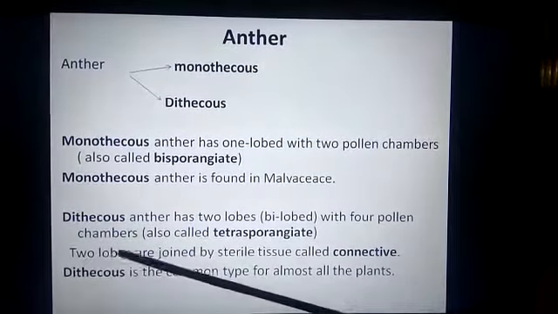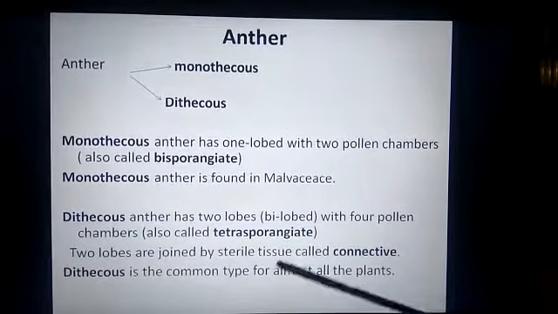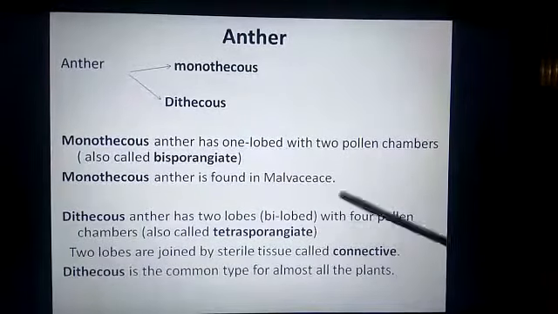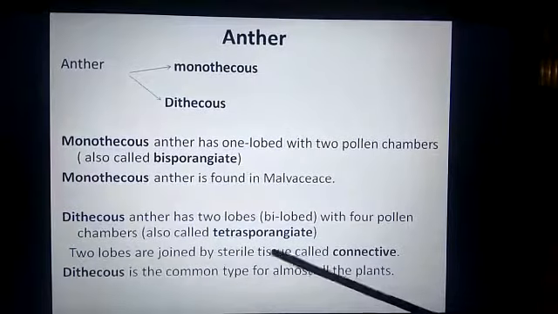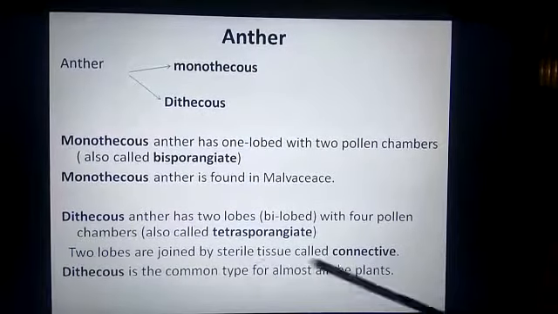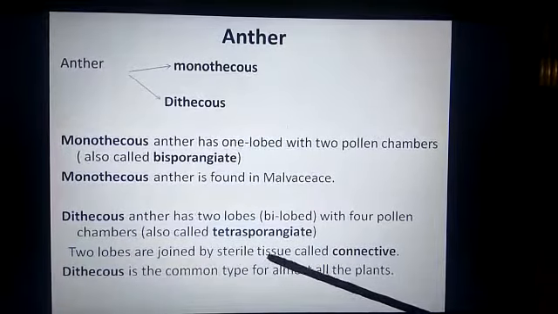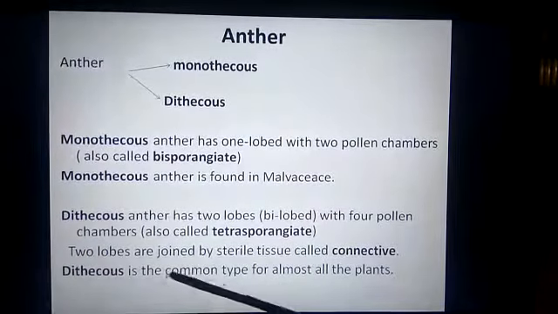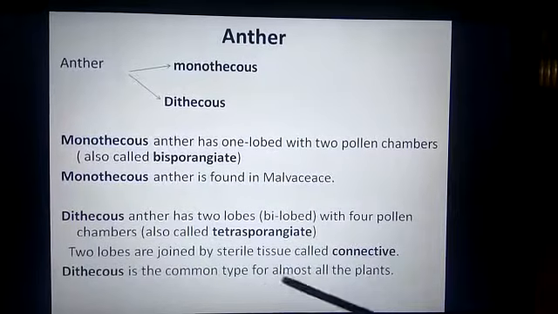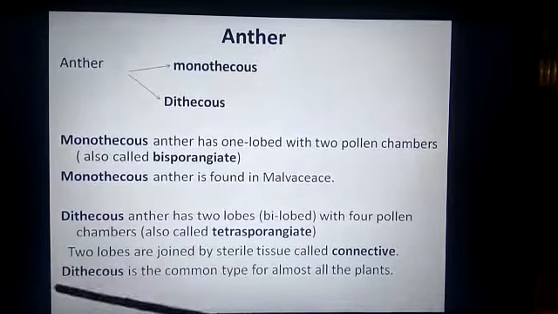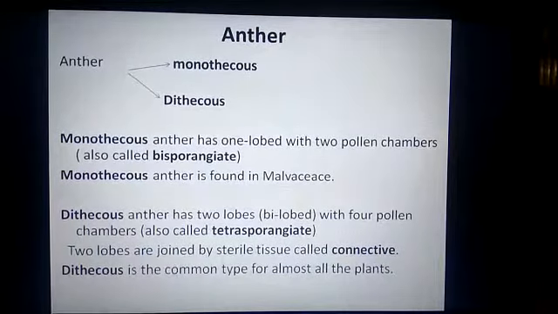Now the 2 lobes are joined by sterile tissue called connective. Both the lobes in anther are joined by a sterile tissue called connective. Why is it called sterile tissue? Because this tissue doesn't take part in reproduction. Now dithecous is the common type for almost all the plants. Therefore, we are going to discuss the dithecous anther in detail.